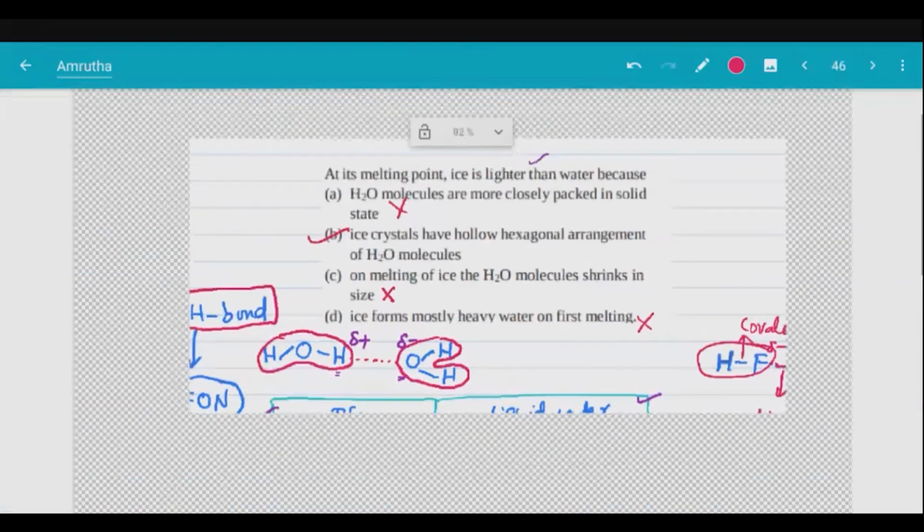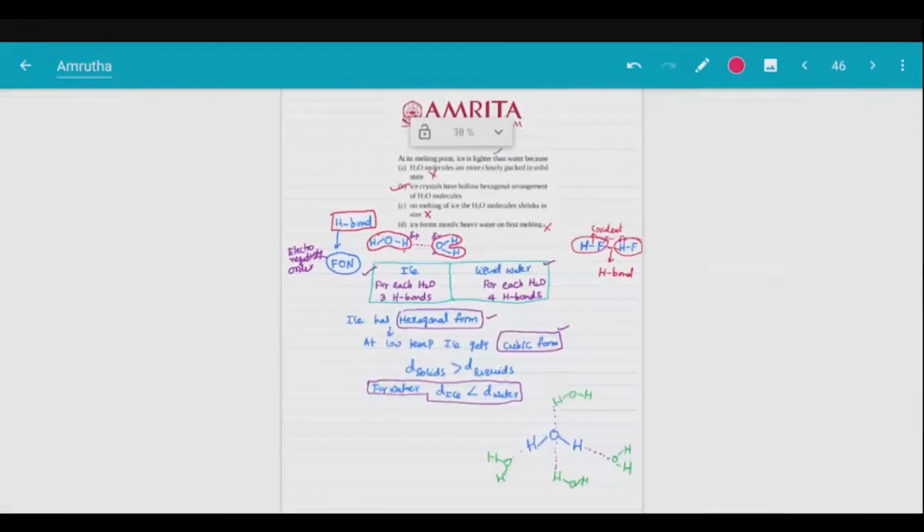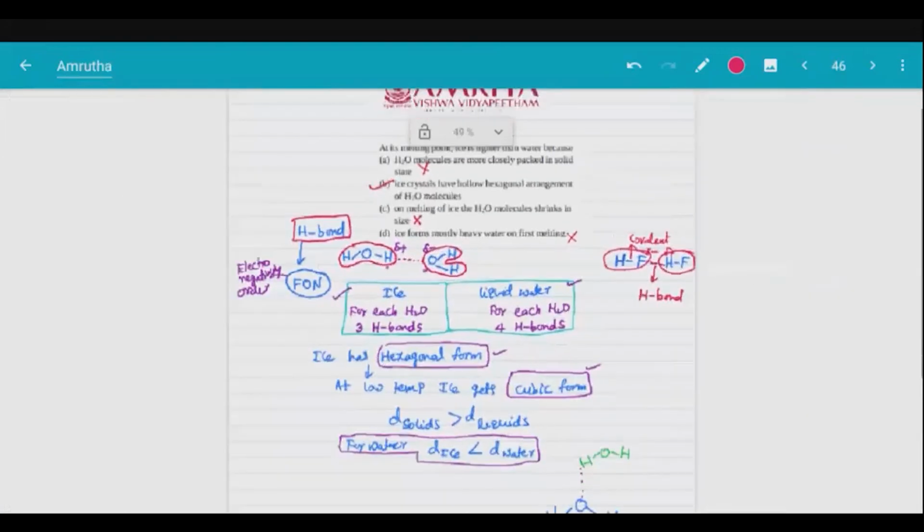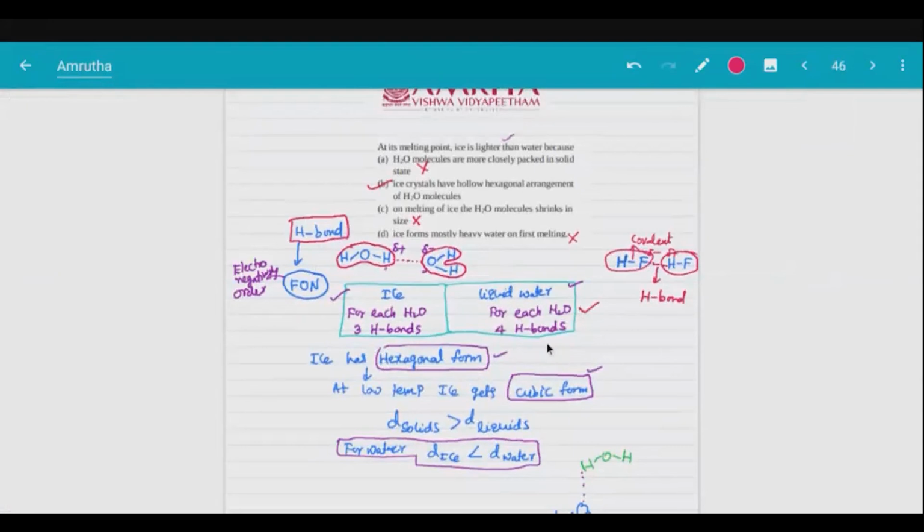Okay, understood each and every point here? So these are very, very important points in water and ice. How many hydrogen bonds? Why is it less dense? Because more spaces, less attractions, more spaces.